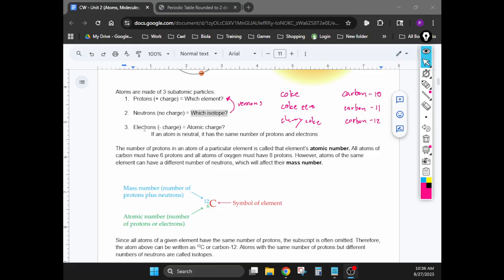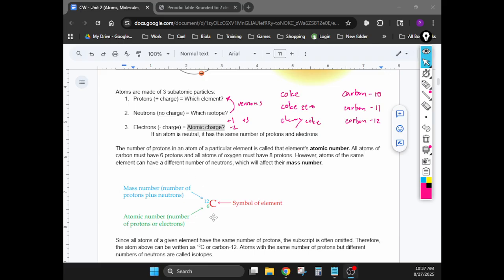All right, and then the last subatomic particle are called electrons, and they have a negative charge, and they tell you the atomic charge. Okay, so you probably learned this in your previous chem class, but basically it's going to tell you if an atom is going to have a charge of like +1, -2, +3, so on and so forth. That's going to depend on the number of electrons. So this unit is going to focus mostly on how different numbers of each subatomic particle are going to affect what the atom is going to be, what the isotope is, what the charge is, so on and so forth.